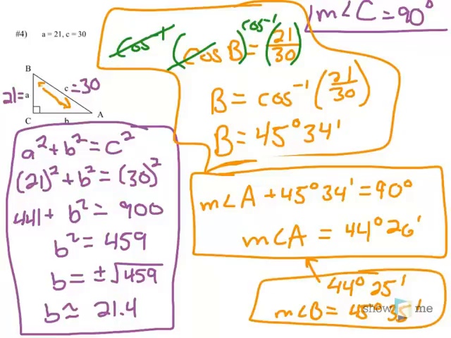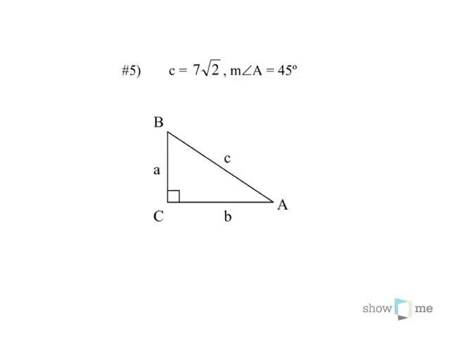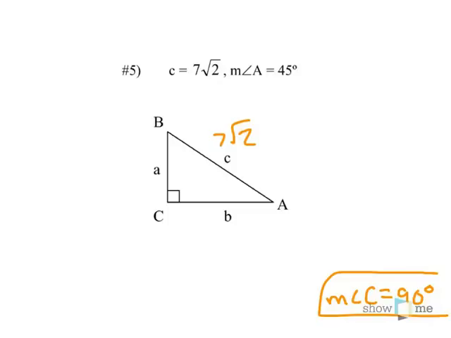Number 5 here is real simple. Once again, measure of angle C is 90 degrees. It's a right angle. If C is 7 square roots of 2, and A is 45 degrees, obviously this is a special right triangle, 45, 45, 90. If opposite 90 is 7 square roots of 2, opposite 45 has to be that number divided by the square root of 2. So these are 7s. This all goes back to memorizing your special right triangles.